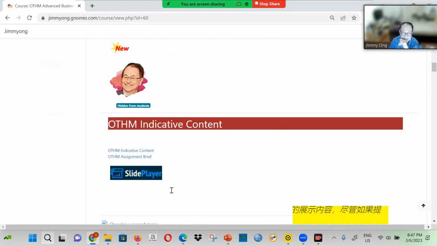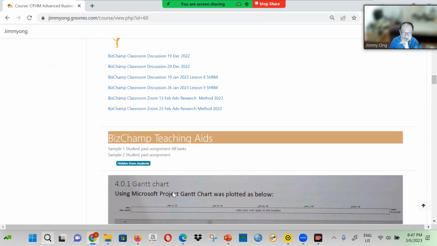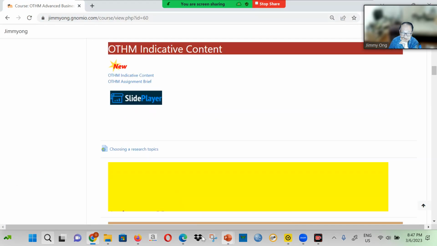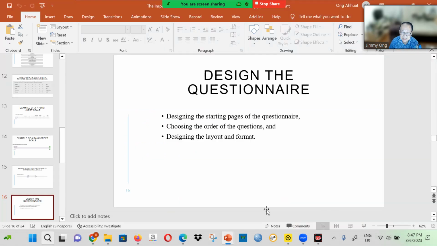Nothing can describe it better than my words, right? Just by your eye looking at it. So what does it mean by this? Right? What does it mean like this? These three statements have got no meaning, right? Design starting page, choose the order of questions, design the layout. What does it mean? Where is the example?